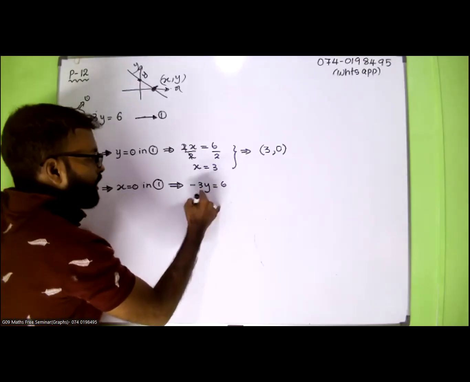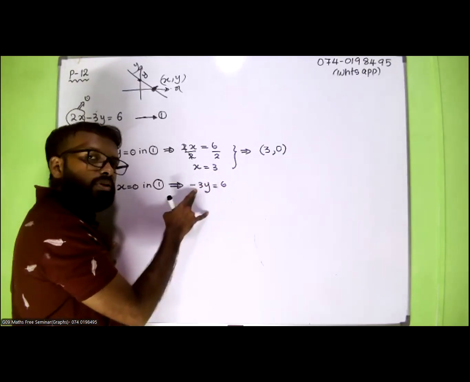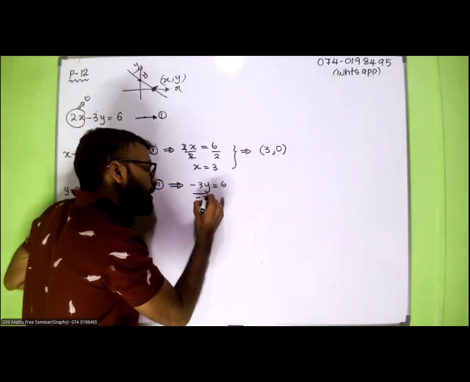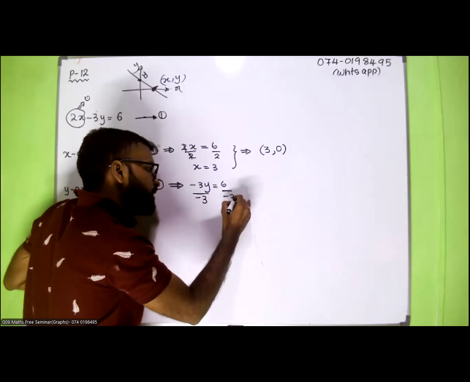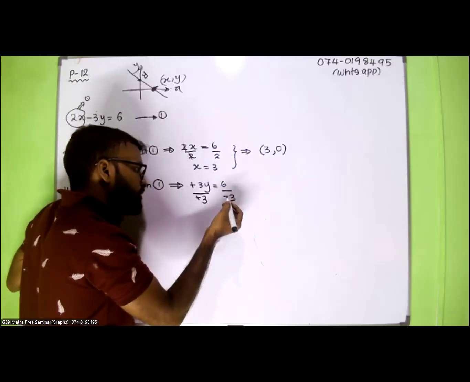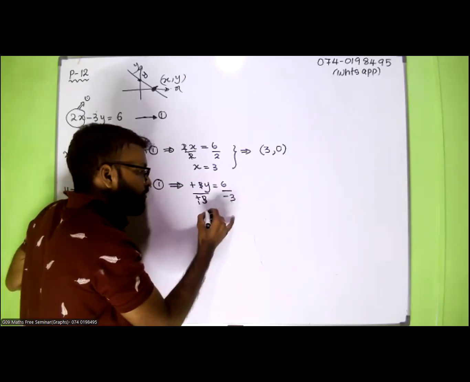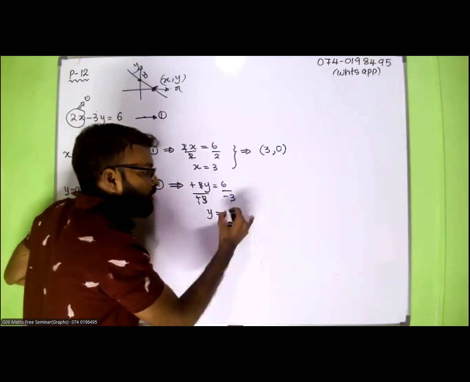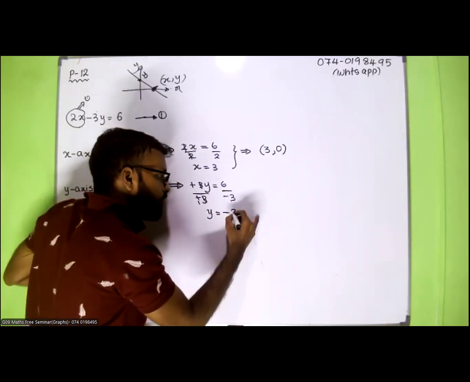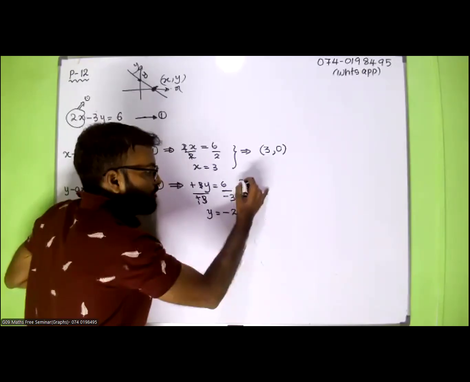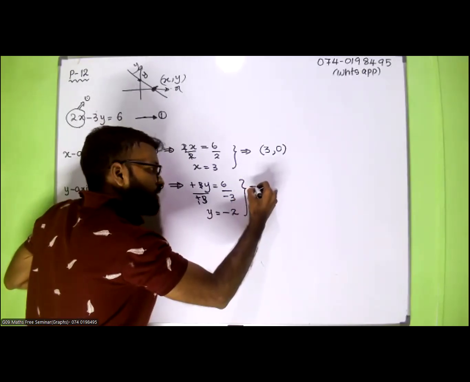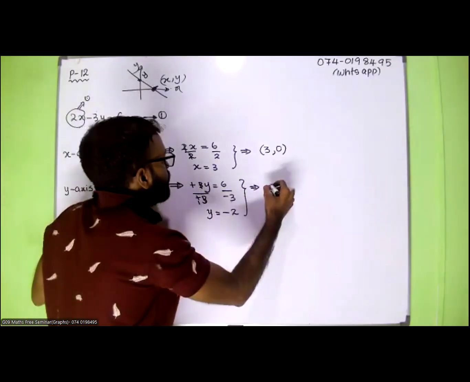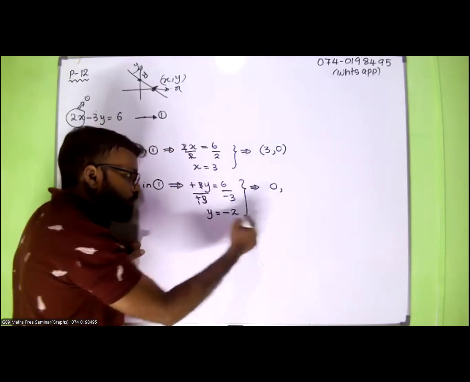So I need to remove minus 3 from this side to find the value of y. So I am going to divide this side by minus 3, this side by minus 3. Sorry, positive divided by negative, negative 6 divided by 3, 2. So y equals minus 2. So what is the intersection point? X value is 0, Y value is minus 2.